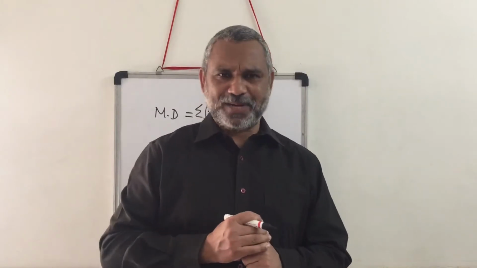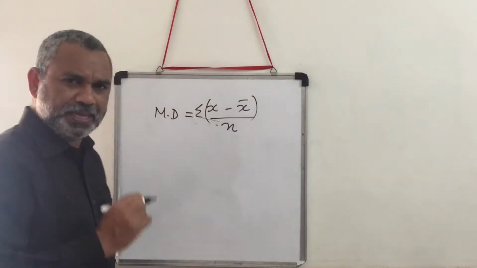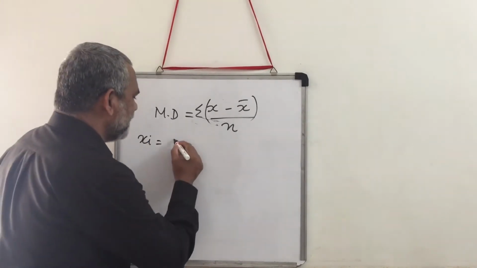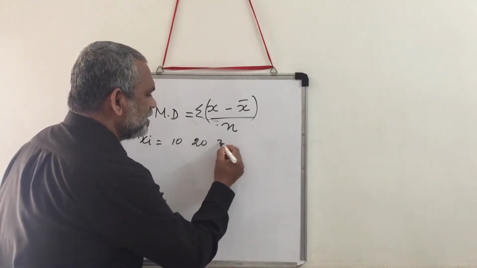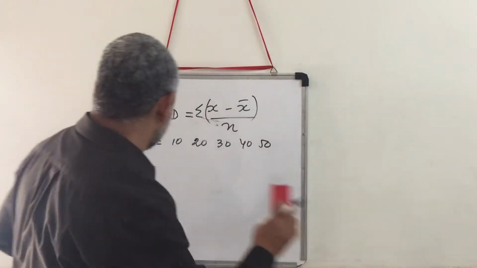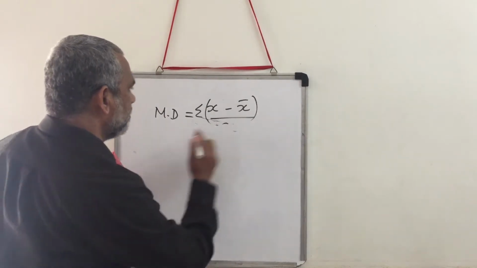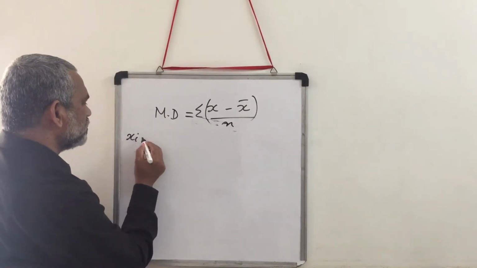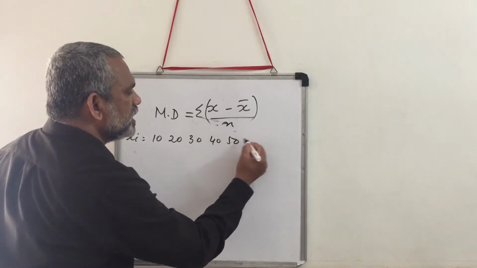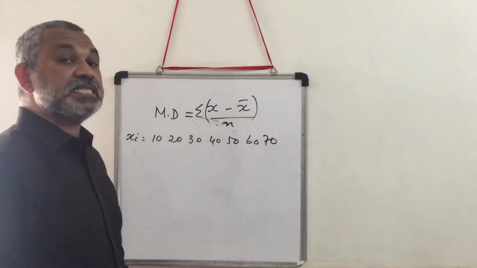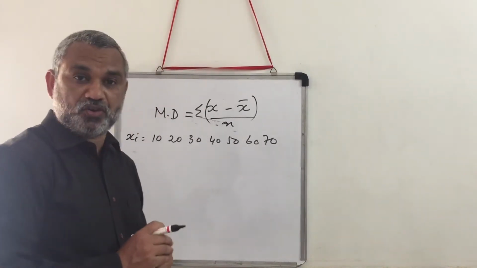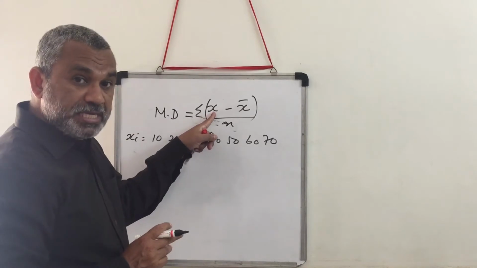Let us take a very simple example. Let us assume the xi values are 10, 20, 30, 40, 50, 60, 70. These are the xi values. Let us try to find out what is the mean deviation of this.